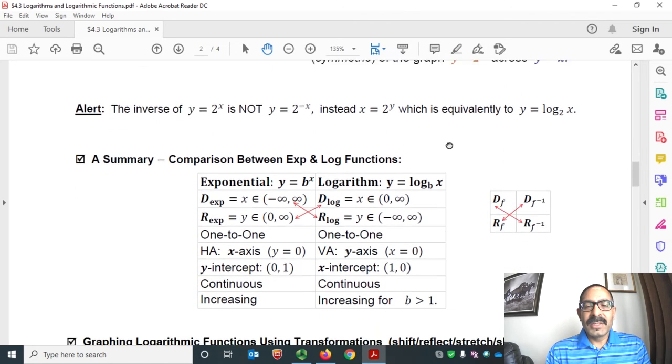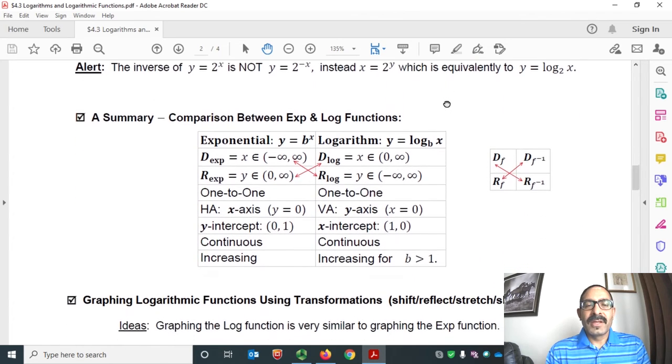So now here's a quick summary. The comparison between exponential functions and logarithmic functions. The first column is for exponential functions, the second column for logarithmic functions. The domain of the exponential function is all real numbers. That means the range of the log function is all real numbers. We know they are inverses of each other.